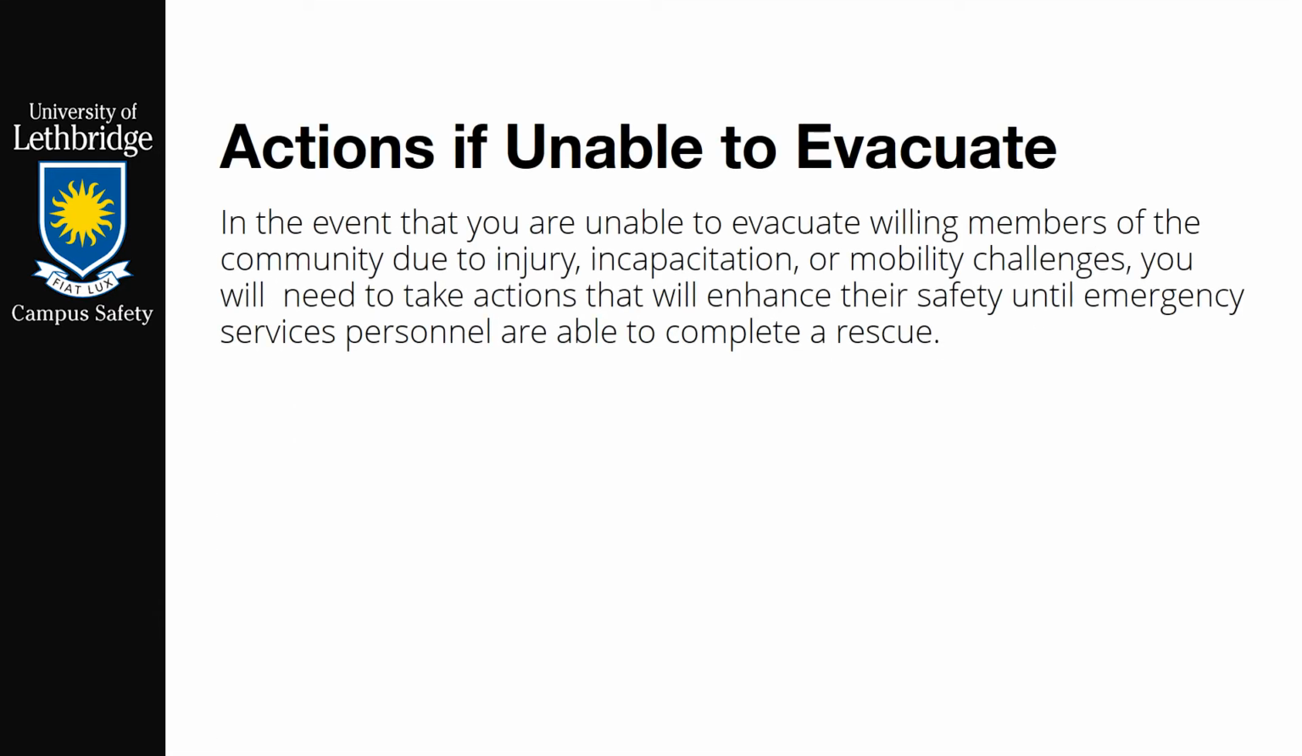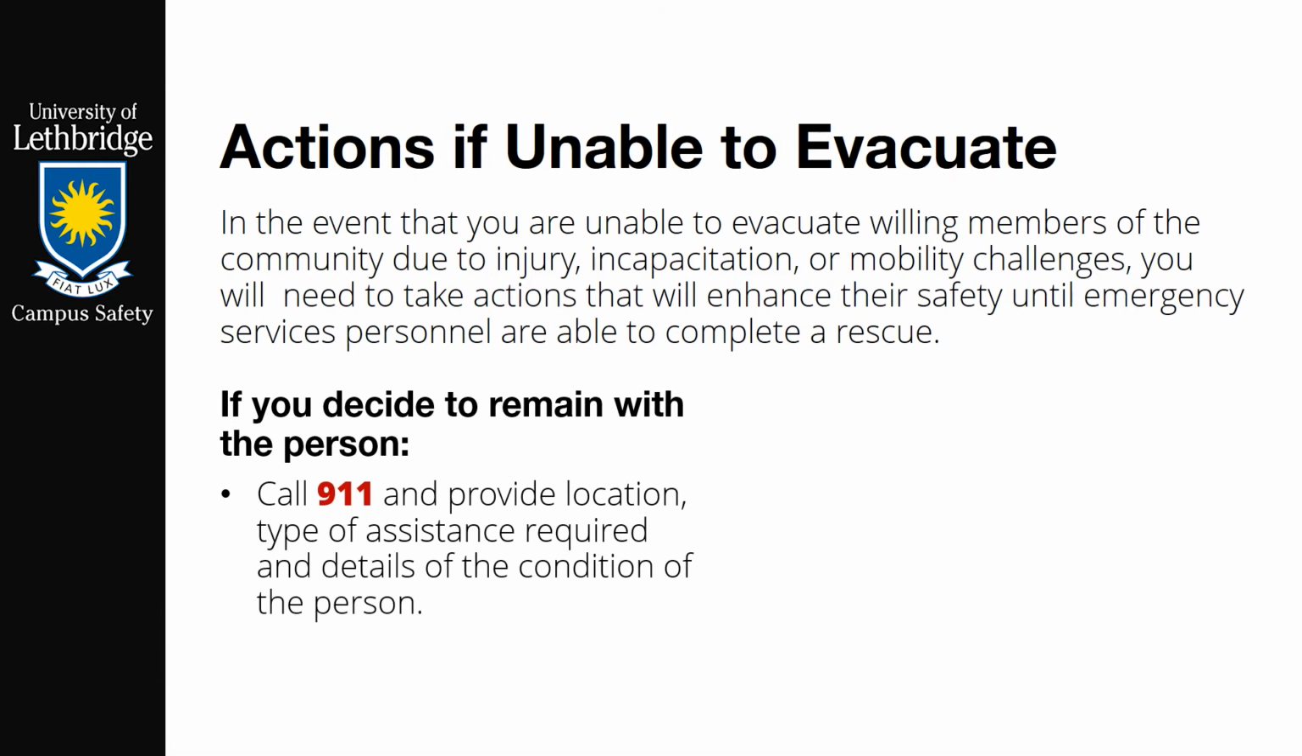In the event that you are unable to evacuate willing members of the community due to injury, incapacitation, or mobility challenges, you will need to take actions that will enhance their safety until emergency services are able to complete a rescue. If you decide to remain with the person, call 911 and provide the location, type of assistance required, and details of the condition of the person. Maintain a clear exit route for the other evacuees.